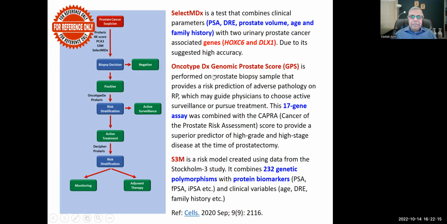Then Oncotype DX genomic prostate score. There are 17 genes that you assay, and it is combined with CAPRA scoring system. Then you have got S3M, which is a risk model created using data from Stockholm 3 study. So it looks at 232 genetic polymorphisms with protein biomarkers, right? So these are not available in most of the centers. So in most of the centers, your diagnosis and your prognosis and your prediction of response to therapy is based on your PSA levels, your Gleason score, and your grading group of the cancer, okay?